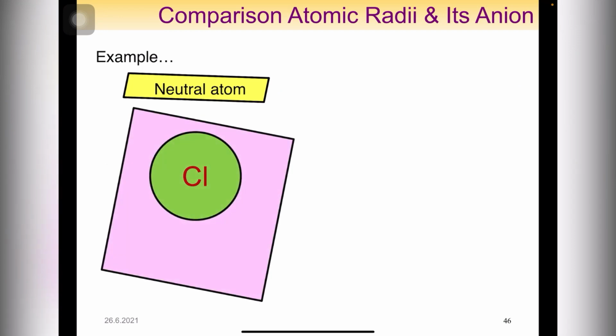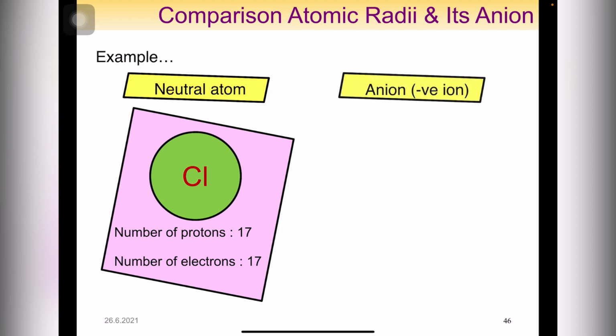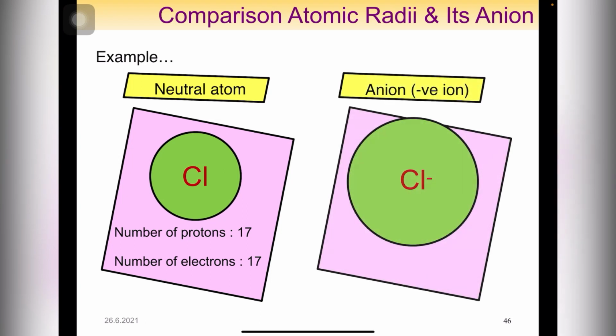Okay, let's see for the anion. Chlorine, for the neutral atom, has 17 protons, and of course the number of electrons is the same as the number of protons, 17. An anion, a negative ion, gains 1 more electron, so the number of electrons becomes 18. So the number of electrons is increased compared to its neutral atom.